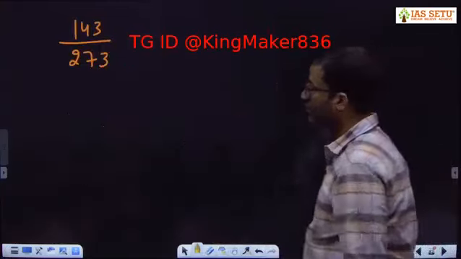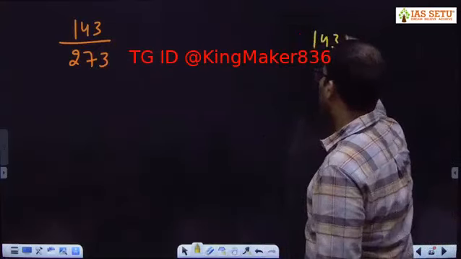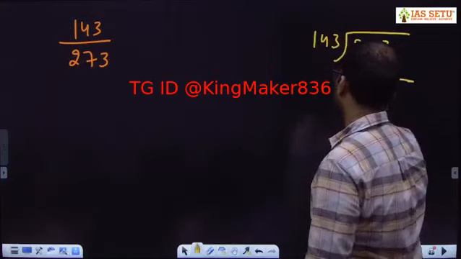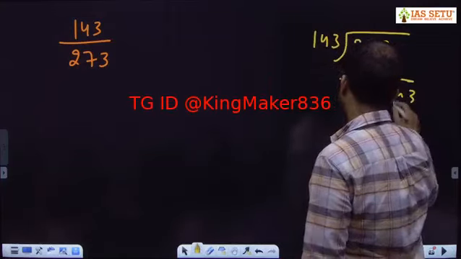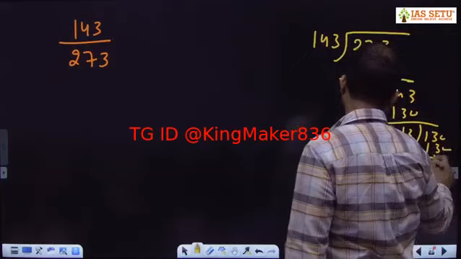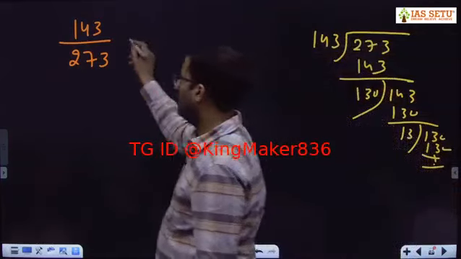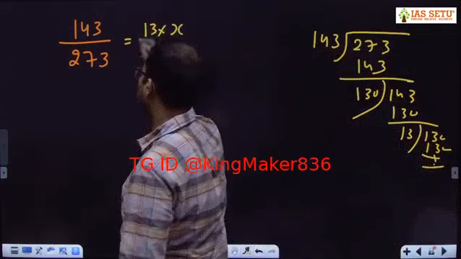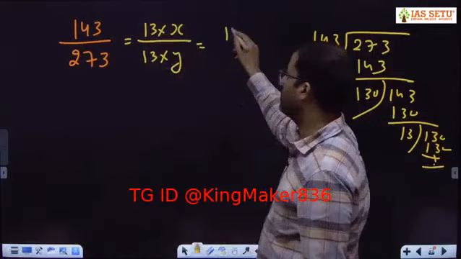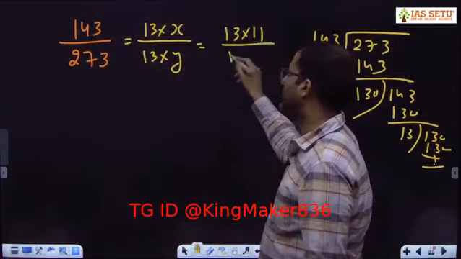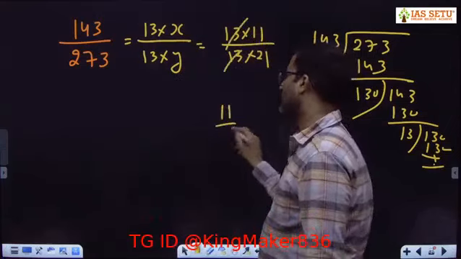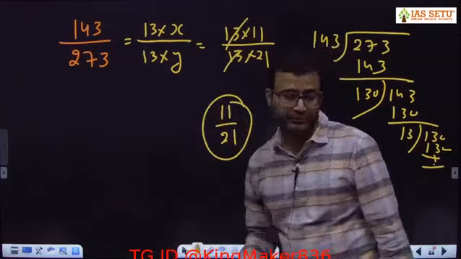I take this question. 143, 273, we find HCF. 130, 143, 130, 13. So HCF in the last question is 13. So it is coming 13 into x upon 13 into y. You check, you will find this is coming 13 into 11 and this is coming 13 into 21. 13 and 13 cancel, 11 upon 21. Okay.